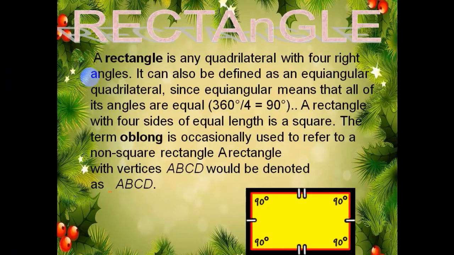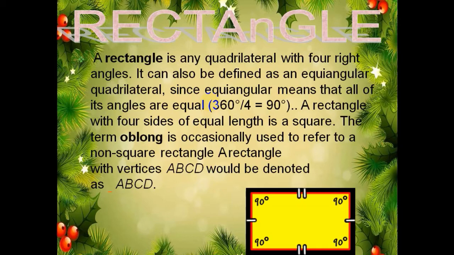And now, a rectangle. This is a 2D geometrical shape. A rectangle is any quadrilateral with 4 right angles. A square and a rectangle both have 4 right angles. This is one difference between the rectangle and the square: the length of all sides in a square are equal, and the length of the opposite sides are equal in a rectangle shape. So a rectangle is any quadrilateral with 4 right angles.